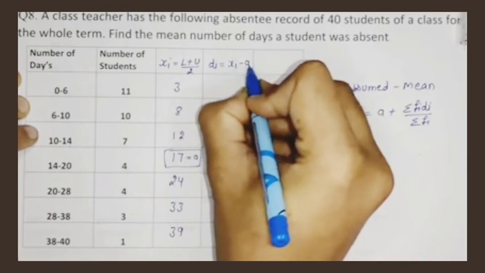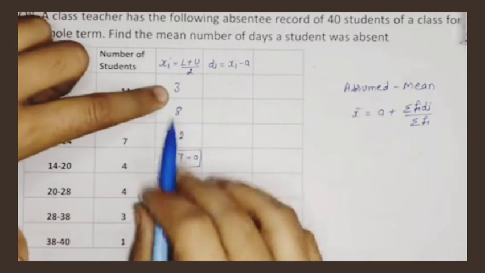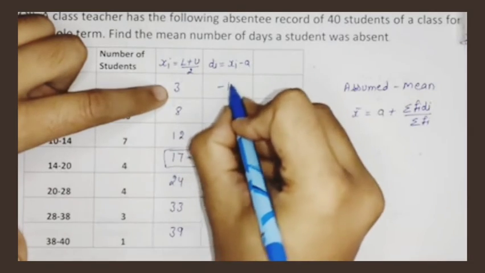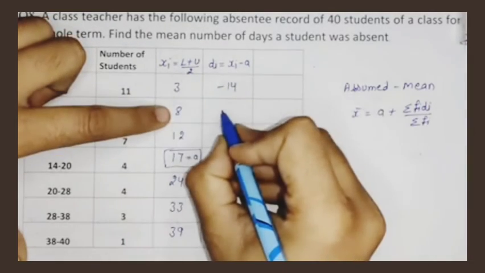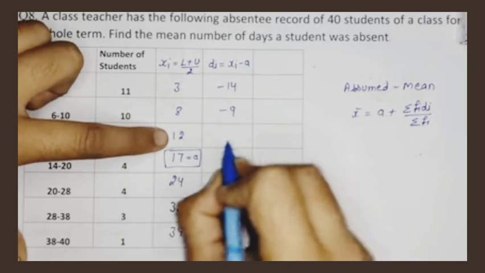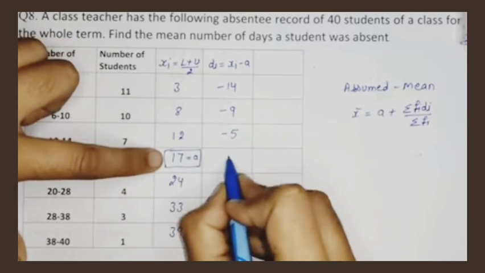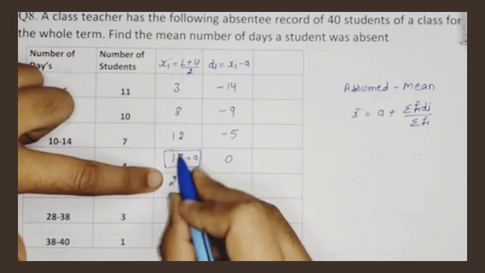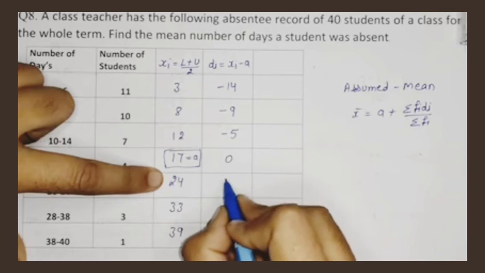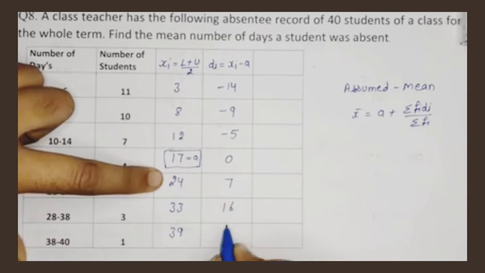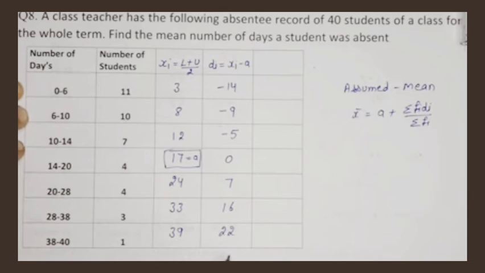Now we will find the di. Di is equal to xi minus A. Therefore 3 minus 17 is minus 14. 8 minus 17 is minus 9. 12 minus 17 is minus 5. 17 minus 17 is 0. 24 minus 17 is 7. 33 minus 17 is 16, and 39 minus 17 is 22.